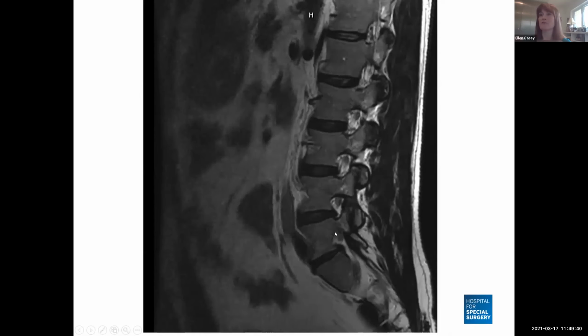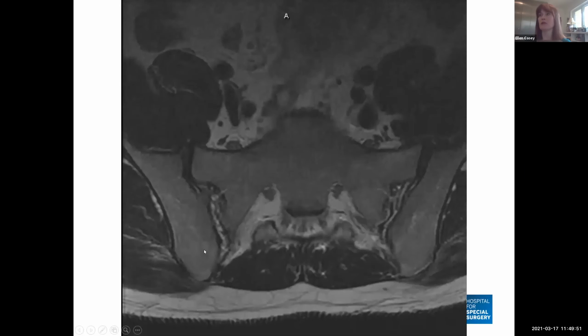Now we're in the foramen. These gray things here are the nerve roots at each level. And you start to get a sense of how close this disc material is to the nerve in the foramen. And then we use the axial images, which we're going to look at now, to differentiate left versus right and what that looks like.